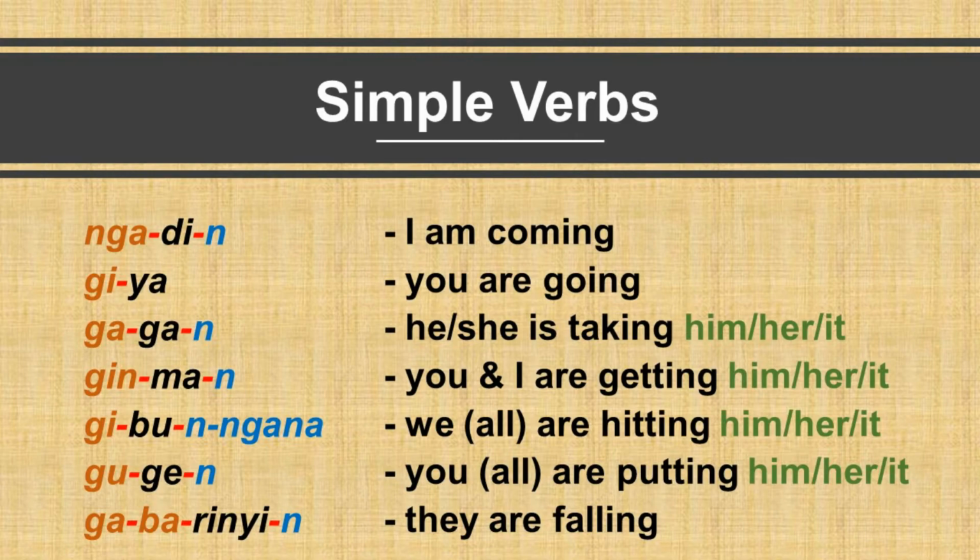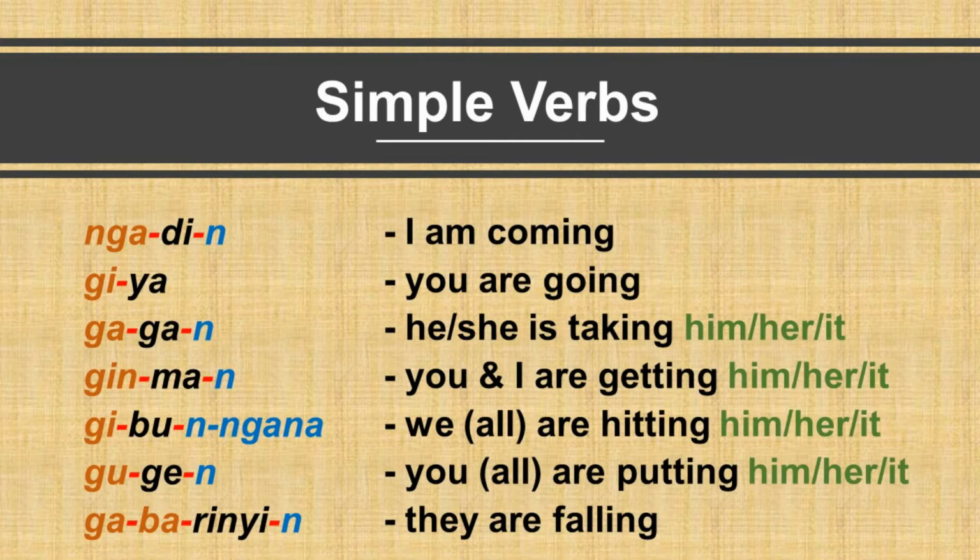But for the first person, it is nga. So it stays nga, the same as in the past tense. Okay, so ngadin is I am coming. Gia, you are going. Gagan, he or she is taking him, her, or it.